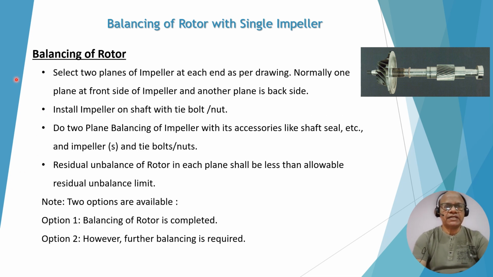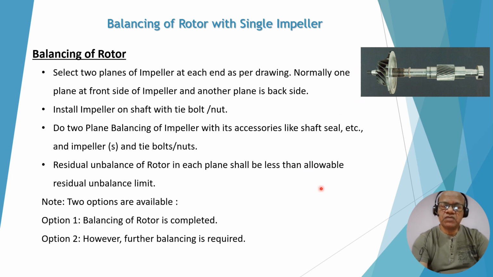Balancing of the rotor. Select two planes of the rotor at each end as per the drawing. Again, you have to select which planes to use for balancing the rotor. Normally, one plane is at the front side of the impeller and another is at the back side. So first you have to select the planes, one at the front side and one at the back side of the impeller. Then install the impeller on the shaft with the tie nut and bolt. Do the two plane balancing with accessories like the shaft sleeve, etc., and the impeller and tie bolts. The residual unbalance of the rotor in each plane shall be within the allowable range.